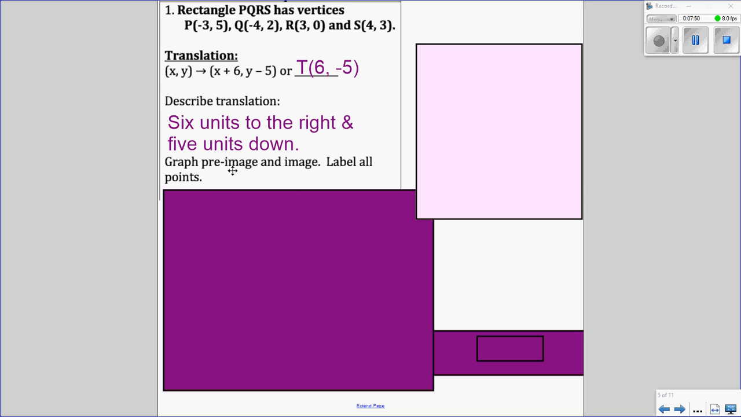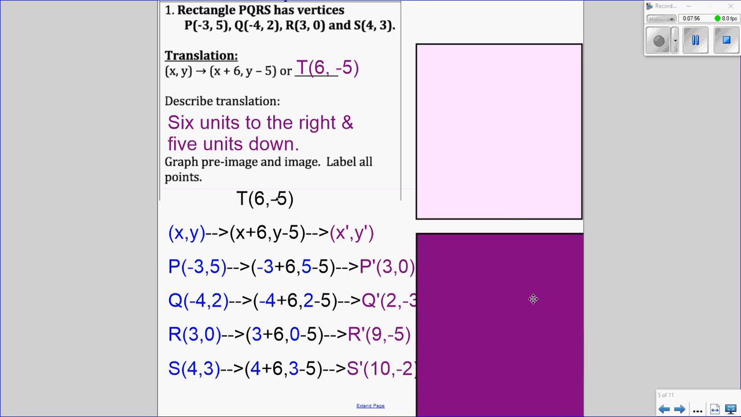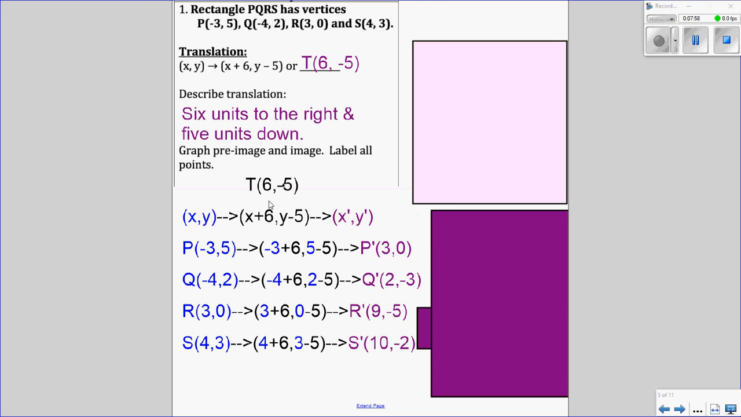Now it tells you to graph the pre-image and image and label all the points. So before I even do that, I had my translation telling me that it's 6 units to the right and 5 units down. So I just put it into that form. This is my pre-image, and this is my image, my new picture. And notice how it's prime. And I just plugged in all my X and Y into that formula.